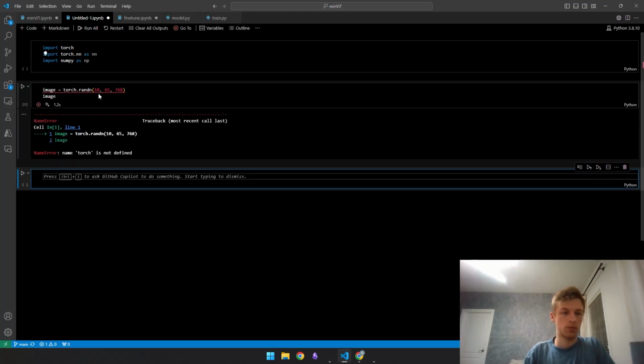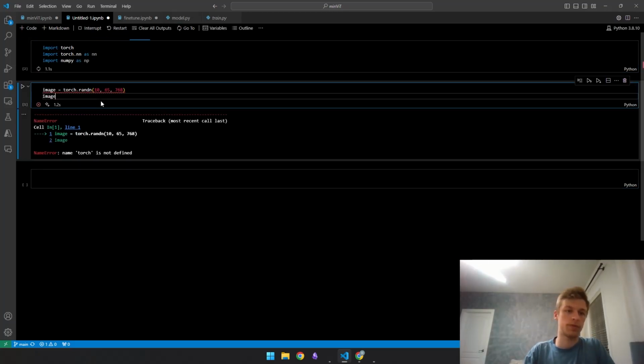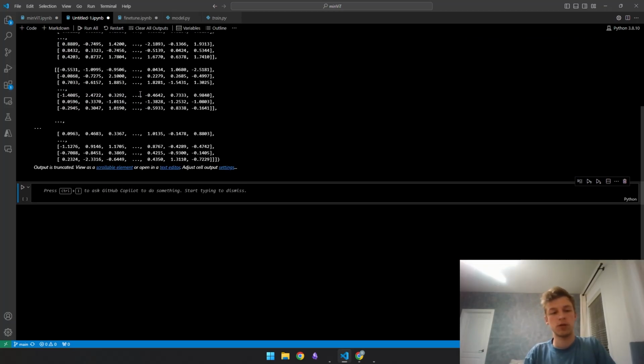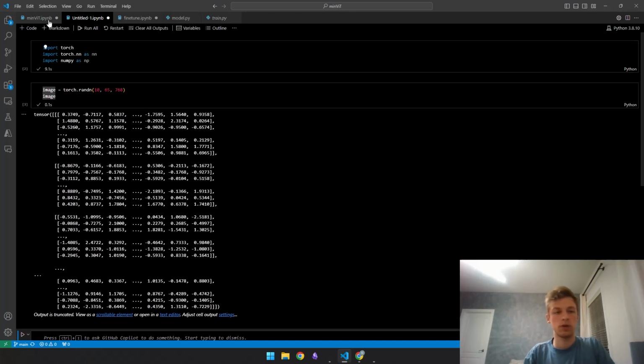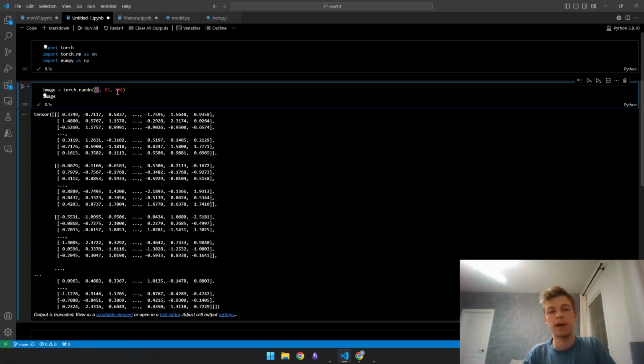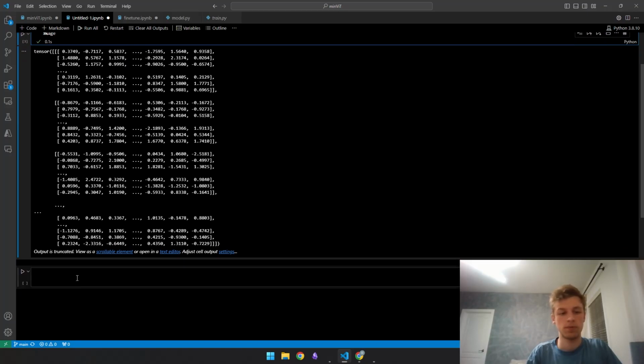So here, if we import Torch first, we're going to create a toy image using randn that has the same dimensions as earlier, the output of the patch embedding that we saw earlier. We'll have a batch size of 10 images. We'll have 65, that is from the 64 patches plus the class token, and then 768 being the embedding dimension.